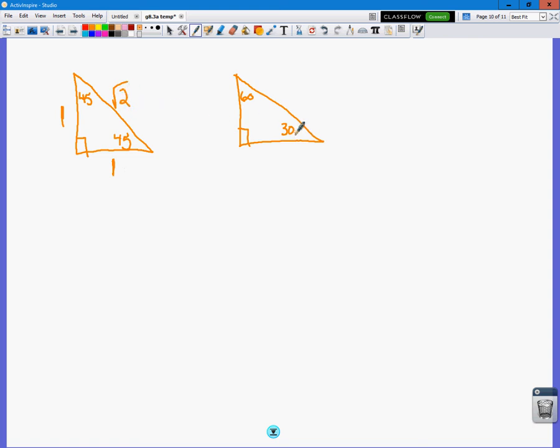Across from the 30, if I said this was 1, across from the 90 is twice as big, but across from the 60 is 1 square root of 3, which is just the square root of 3. You're going to use these two triangles from 6 through 11 to set up those ratios. And your assignment is that worksheet.